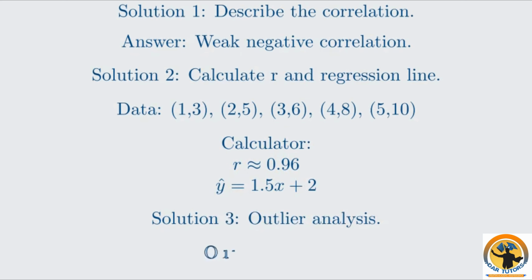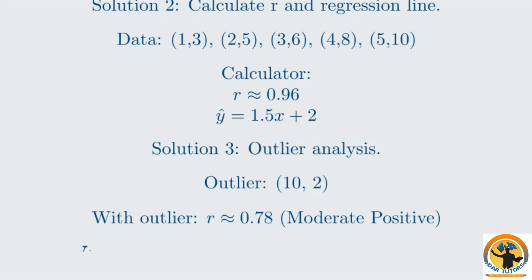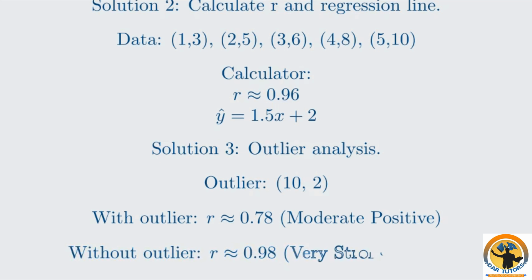For question 3, the outlier is the point in the data that lies far below the general trend. With the outlier, R is about 0.78. Without it, R jumps to about 0.98. This shows how much an outlier can weaken the correlation.